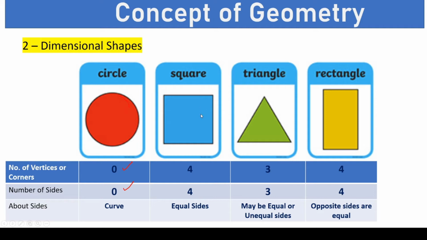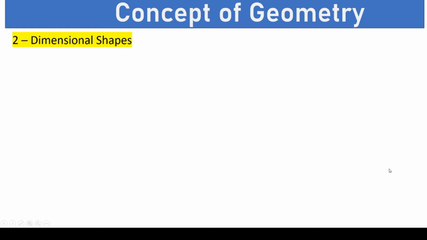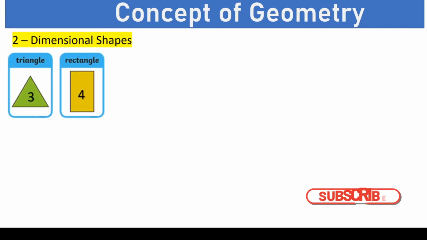In case of a square, it has 4 corners. As we discussed, a corner is the point at which two sides meet, and it has 4 equal sized sides. Coming to the triangle, a triangle has 3 corners or 3 vertices and it has 3 sides which may or may not be equal. In case of a rectangle, again it has 4 corners or 4 vertices and here the opposite sides are equal.